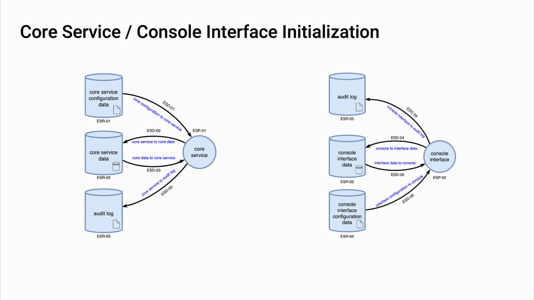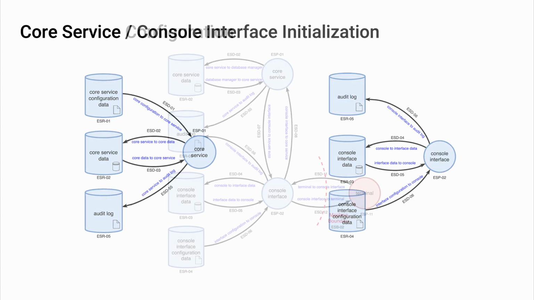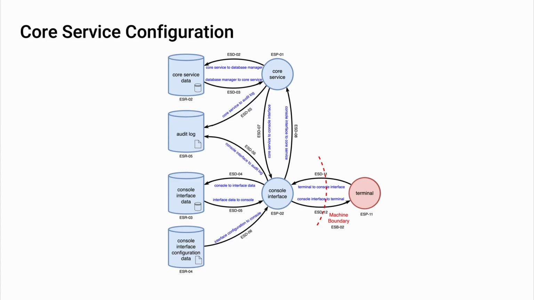Here we see the update for both the core service and the console interface initialization processes. We see the audit log off of both the core service and the console interface. These are specialized versions of our level 1 DFD. And here's the core service configuration workflow. Both the core service and console interface write to the audit log.